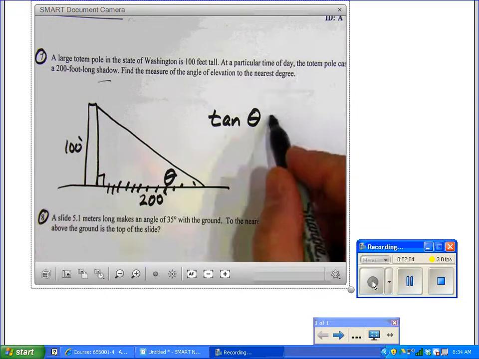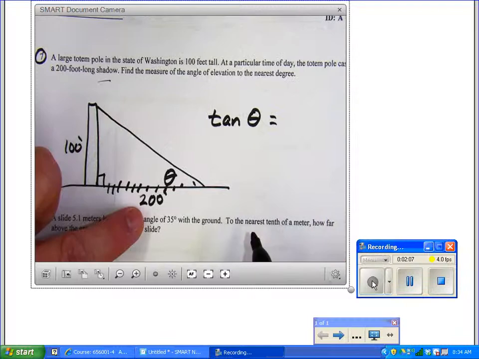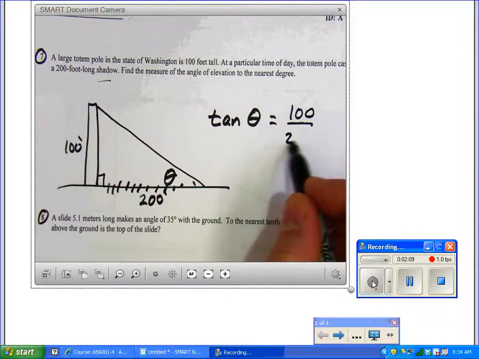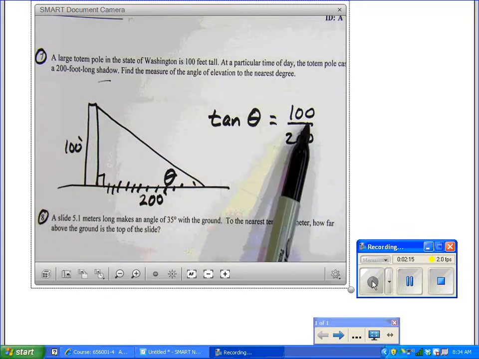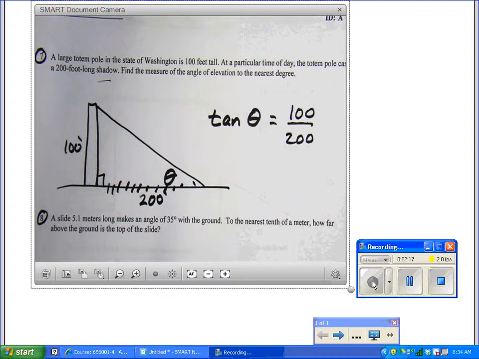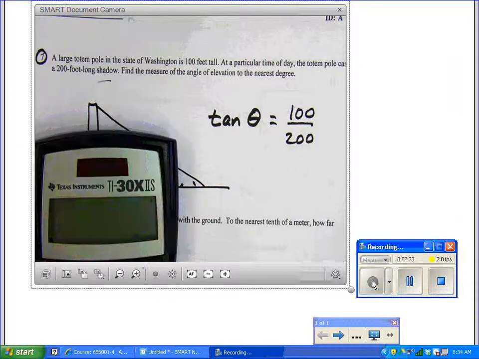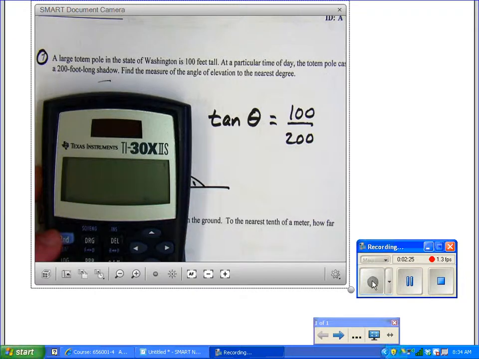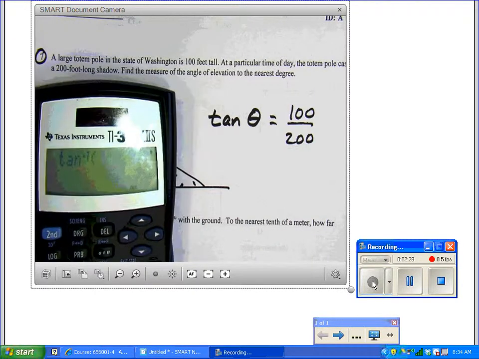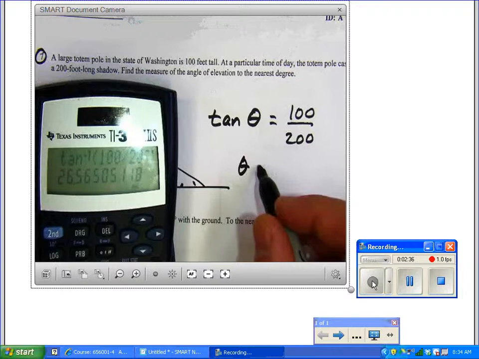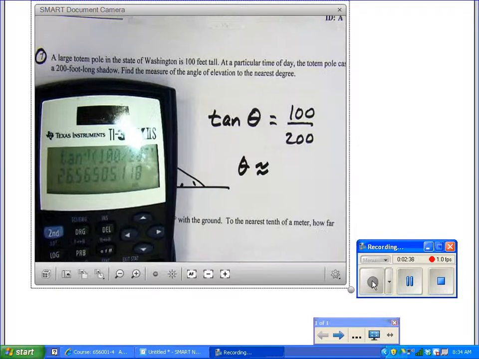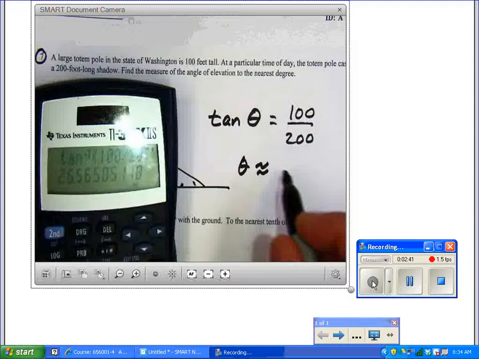So the tangent of the angle is equal to opposite over adjacent, here 100 over 200. Now I'm not going to cross multiply. Since I'm finding an angle here, I'm just going to do the inverse tangent of that ratio. So let's see, inverse tangent of 100 over 200. To the nearest degree, that's 26.5, so that would round up to 27 degrees.